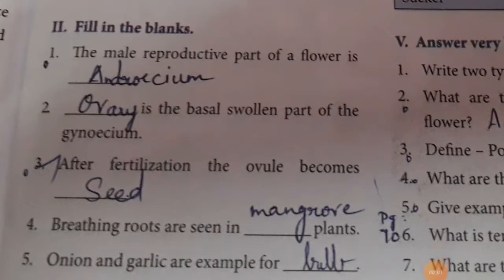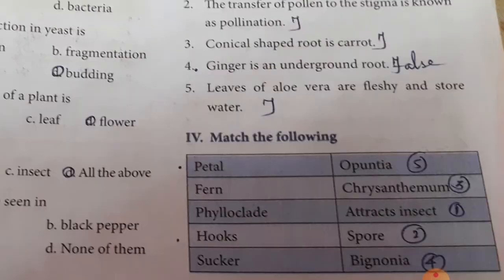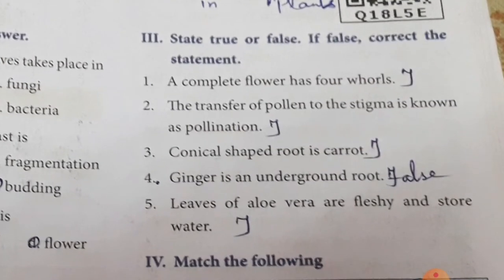Okay, children. See the third one. After fertilization, the ovule becomes seed. Okay, S-E-E-D, seed. Fourth one, breathing roots are seen in mangrove plants. Okay, M-A-N-G-R-O-V-E, mangrove. Fifth one, onion and garlic are examples of bulb. B-U-L-B, bulb.